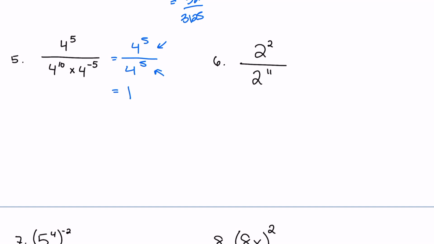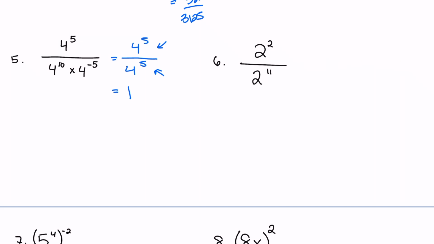For our next question, we have 2 to the power of 2 divided by 2 to the power of 11. So that is going to be equal to 2 to the power of 2 minus 11, or 2 to the power of negative 9. But in math, we typically don't like to write things to the power of a negative exponent and prefer to express it as a fraction. So using our negative exponent law, we would prefer to write this as 1 divided by 2 to the power of 9.